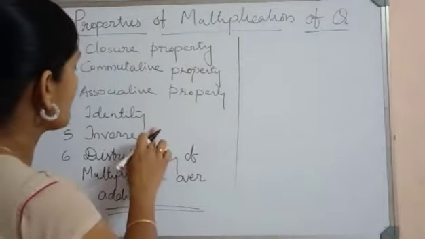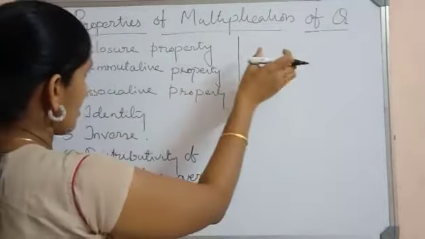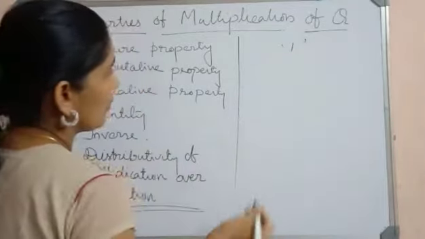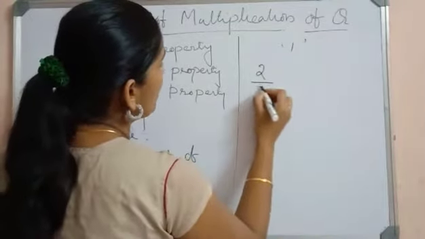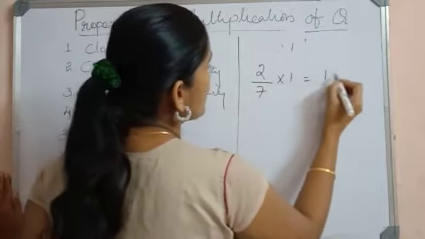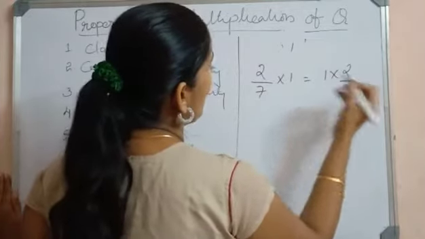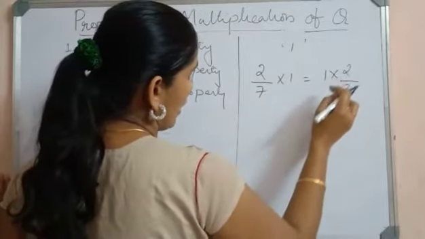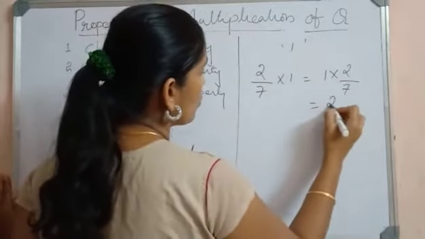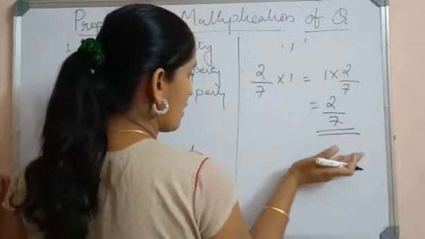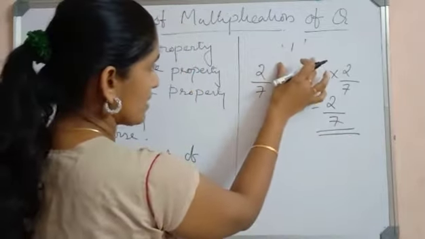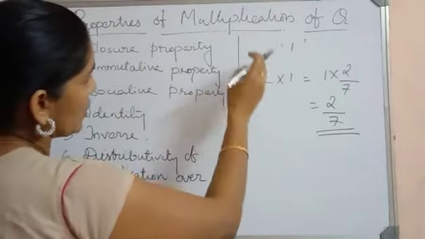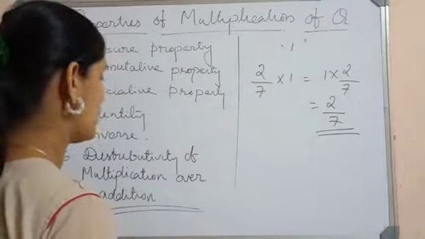The next one is the identity. For the set of rational numbers, the identity of multiplication is 1. That means whenever you multiply any rational number with 1, your answer remains the same. So 2 by 7 into 1, that is equal to 1 by 1 into 2 by 7, and that is equal to 2 by 7. So you are getting the same number as your answer. So therefore what we can say? We can say that 1 is the identity element for multiplication of the set of rational numbers.